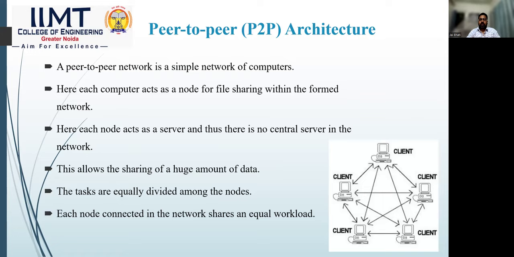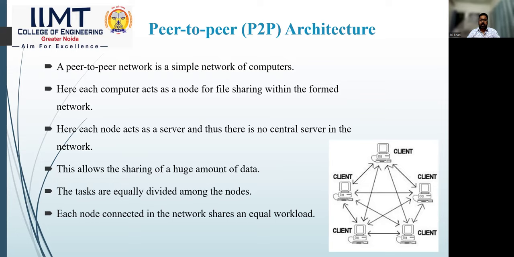Now we are going to discuss the various types of architectures used in computer networks. Mainly, there are two architectures of computer networks. The first one is peer-to-peer, also known as P2P architecture. Another one is the client-server architecture. Let's discuss what is a P2P architecture.